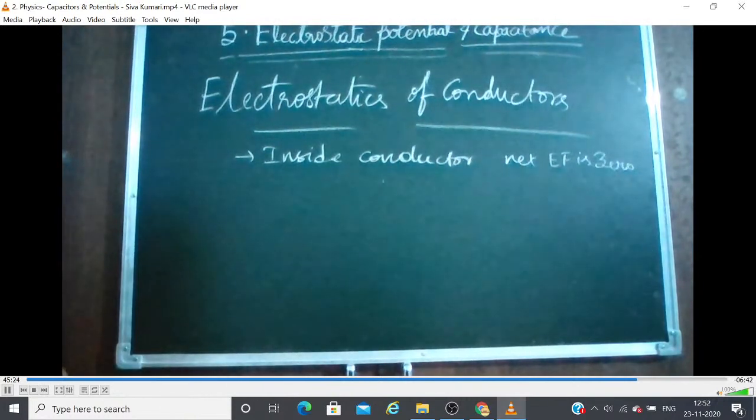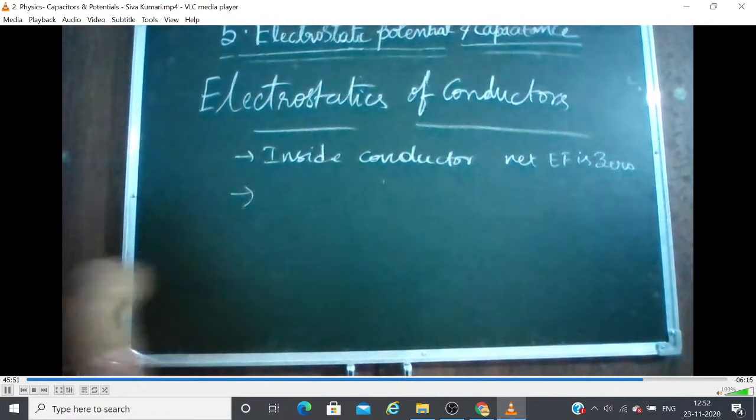So inside that conductor the electrostatic field is 0. The electrostatic field is 0. And another point, I already told you, is that at the surface of the charged conductor the electrostatic field must be normal to the surface at every point. I already told you it is normal, because cos theta is equal to 90 degrees.